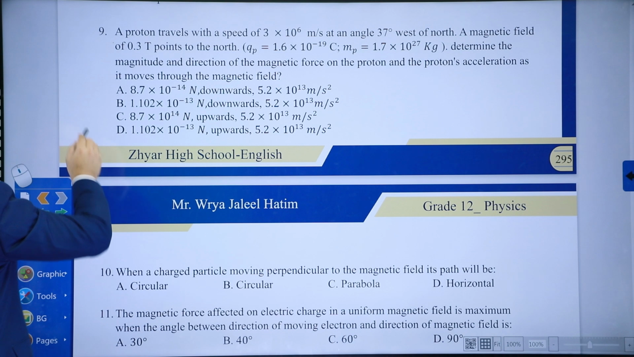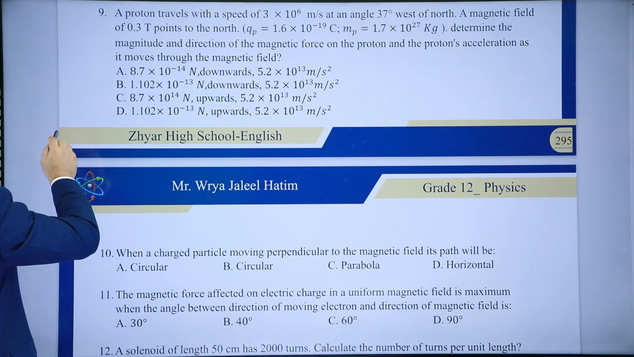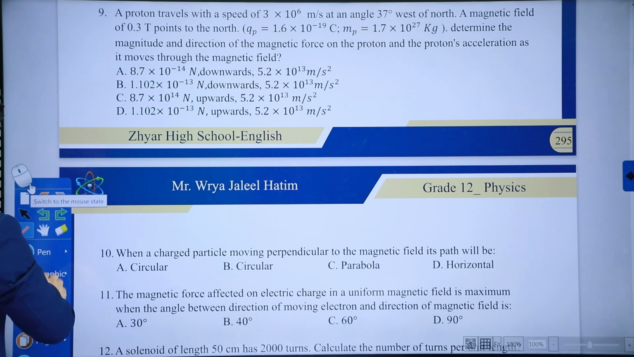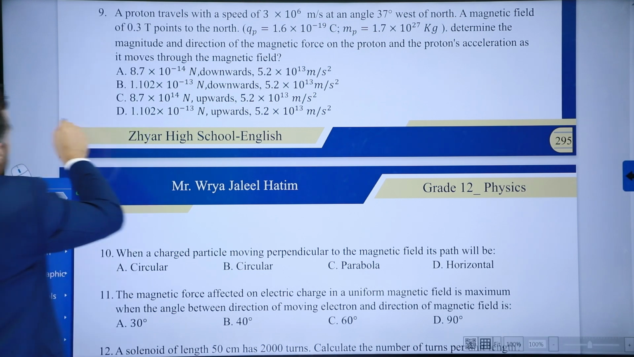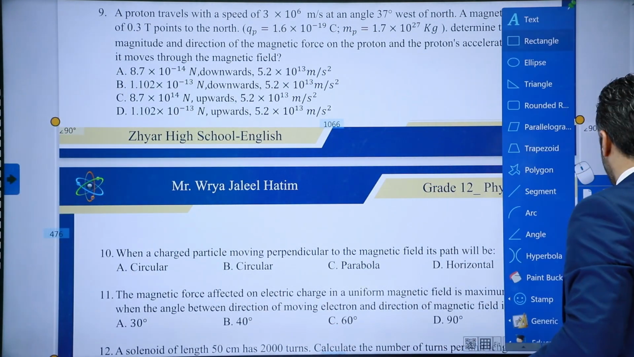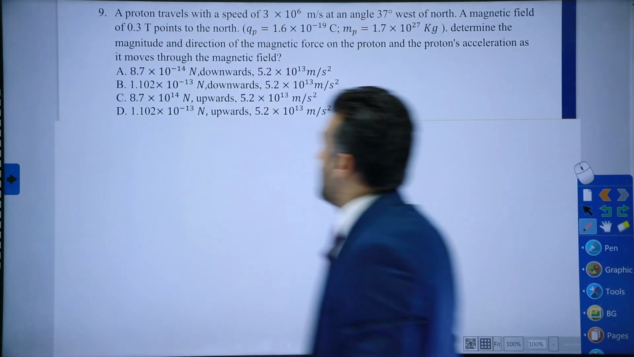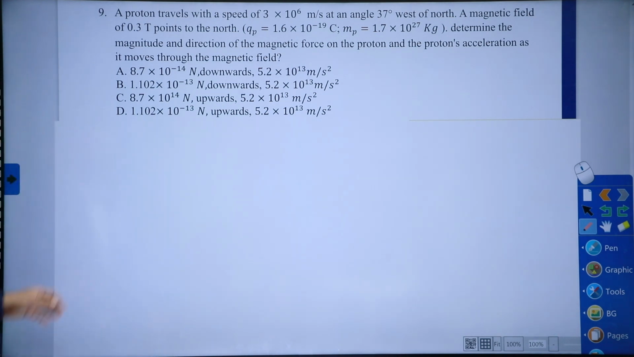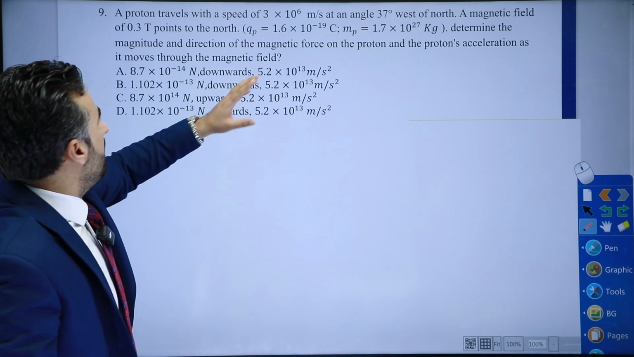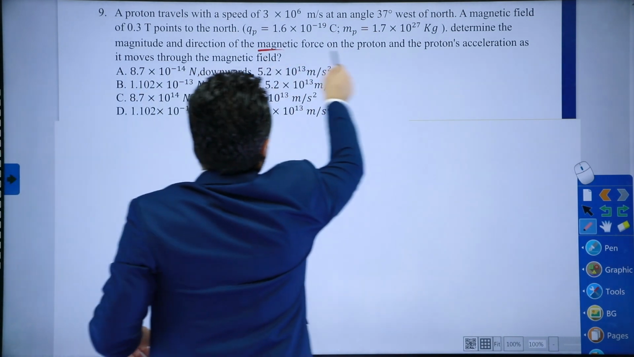All right, so take a look at this. Let me scroll this one up so that we can still have the options on the screen. Now what is this question about? It says a proton travels with a speed of this much at an angle of 37 degrees west of north of a magnetic field of this much. Determine the magnitude and direction of the magnetic force on the proton.